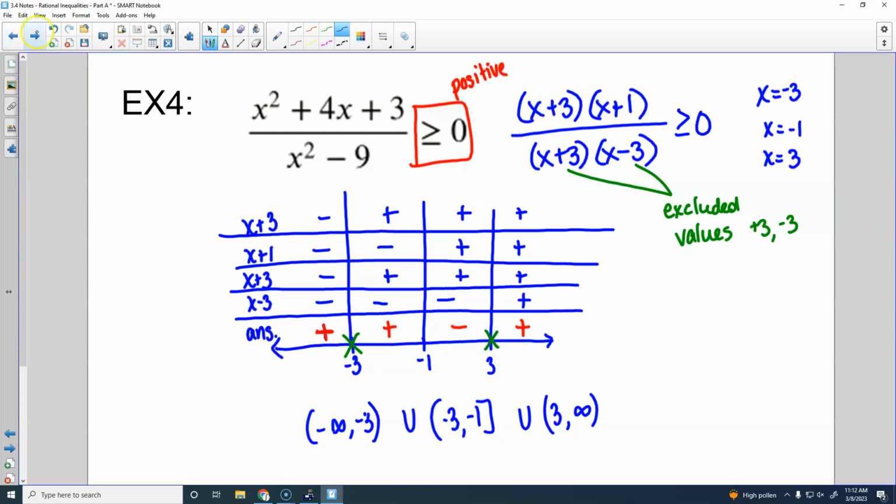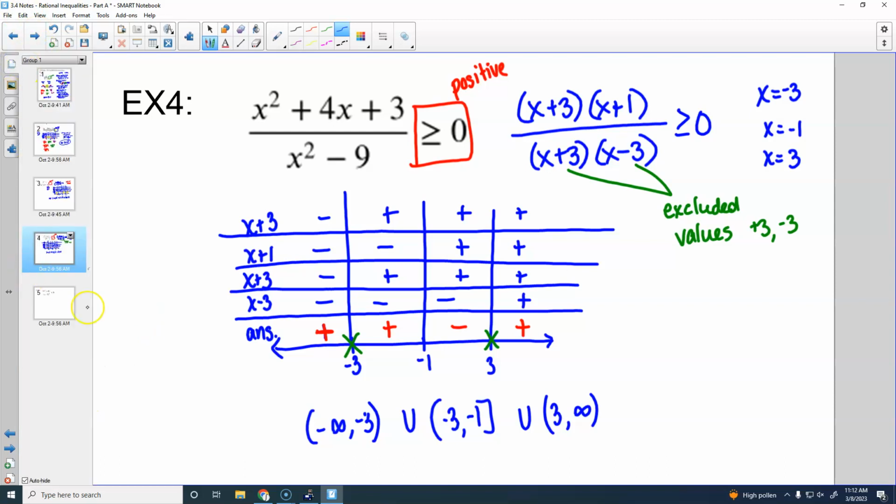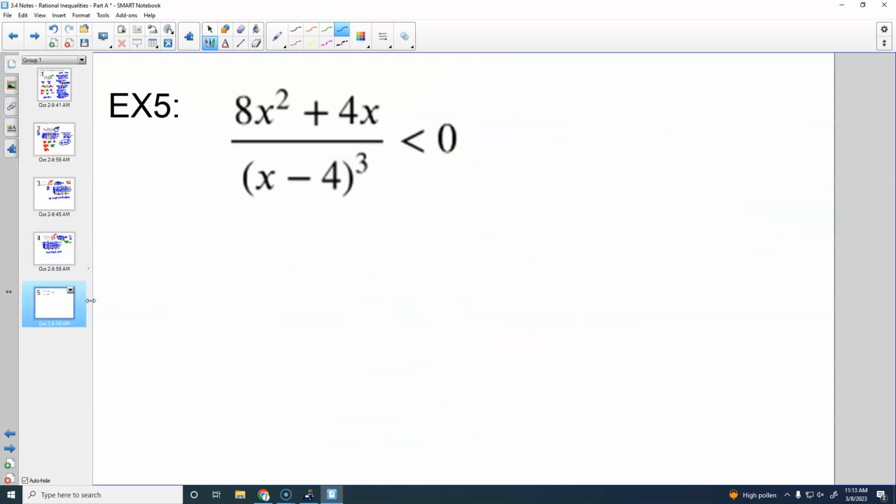Okay, questions? All right. Here is one more that we're going to do. How do I factor the top?